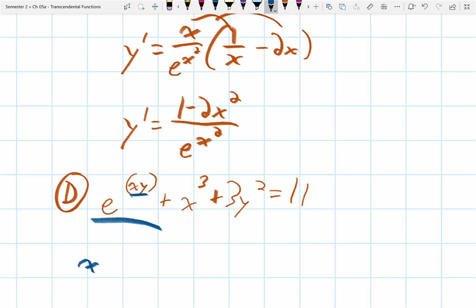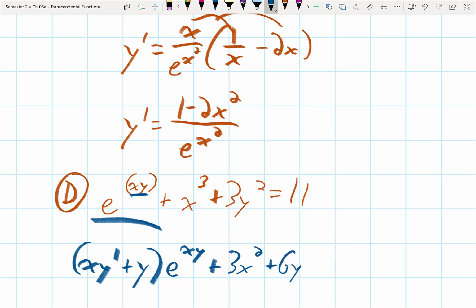Product. First, derivative of the second plus second times the derivative of x, which is 1, and I'm going to put that in parentheses, times the derivative of e to the xy, which is e to the xy. And then the rest of this we've got, plus 3x squared plus 6y, what's the thing I have to do with y? y prime. And then the derivative of 11 is 0.